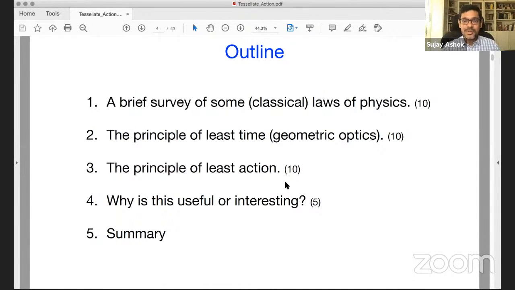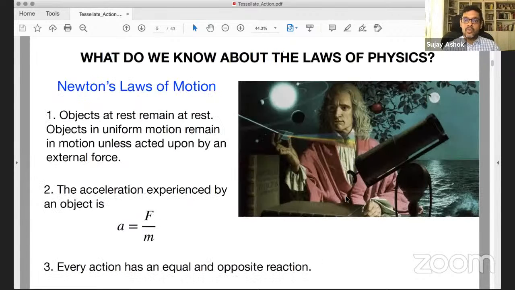Okay, great. So let me begin with my brief survey of laws of physics. The first set of laws that I'll overview is Newton's laws of motion. As we know, there are 3 laws of motion.